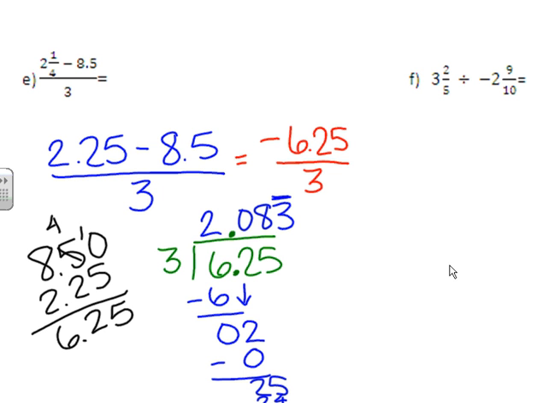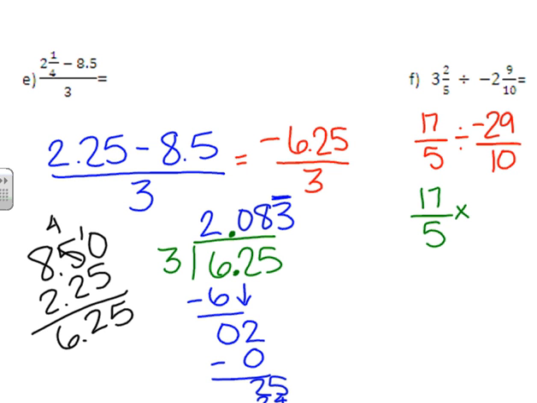Okay, part F, I'm going to change both of these into improper fractions. So 3 times 5 is 15, plus 2 is 17. All I'm doing is changing them into improper right now. 10 times 2 is 20, plus 9 is 29, so negative 29 tenths. Okay, when I am dividing, I do not need to worry about getting common denominators, so I'm just going to keep the first one and multiply by the reciprocal. So I'm going to flip the second one over, and it's still negative.